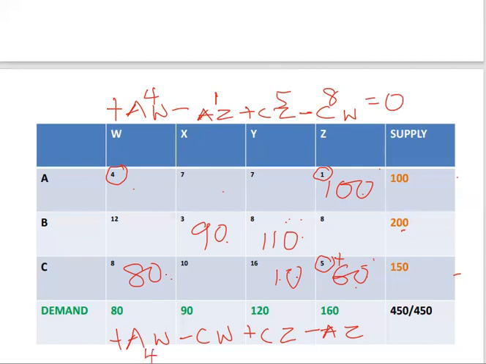AW, this is 4. CW is what? 8. CZ is what? 5. AZ is what? 1. 4 minus 8 gives us minus 4. So minus 4 plus 5 will give us what? Plus 1. 1 minus 1, 0. Okay. That means the implication is that if you take route AW, it will not have effect on our cost because it is 0. It has no effect. Can you see it?